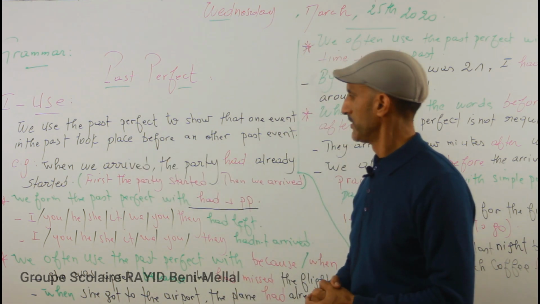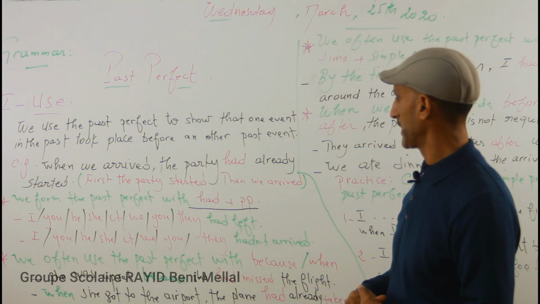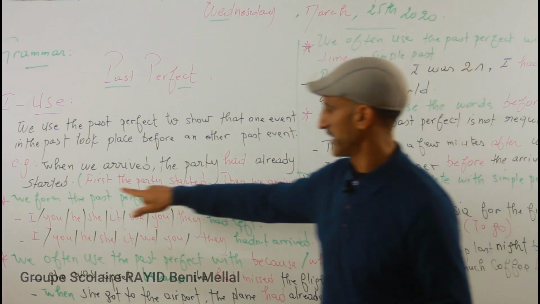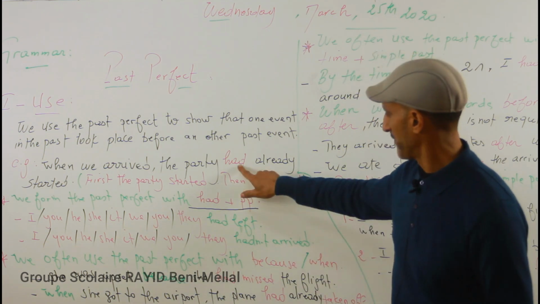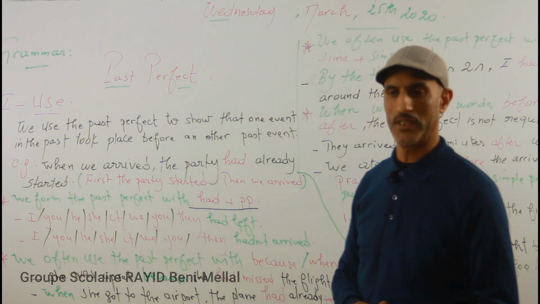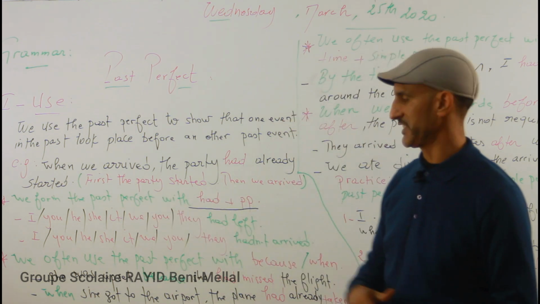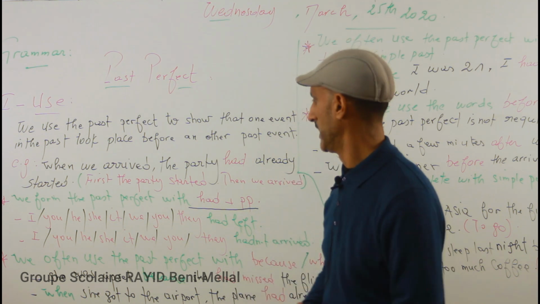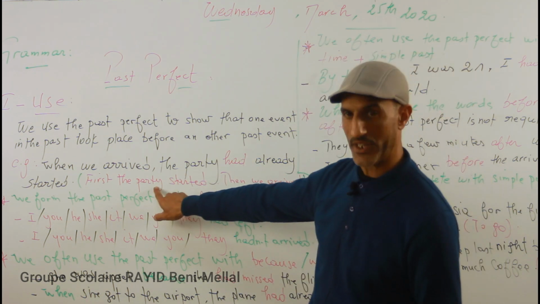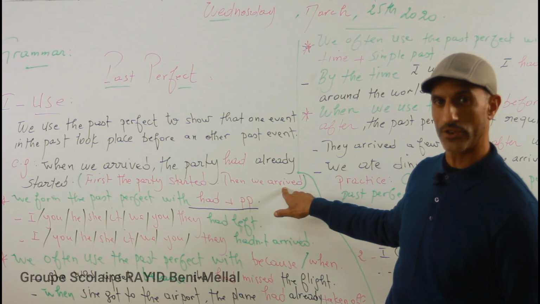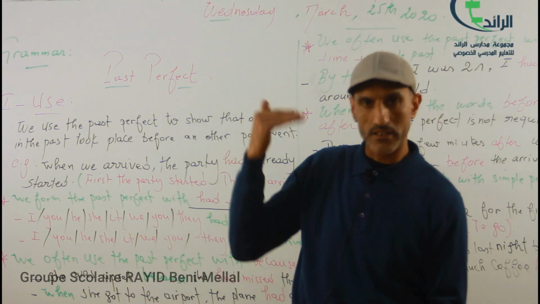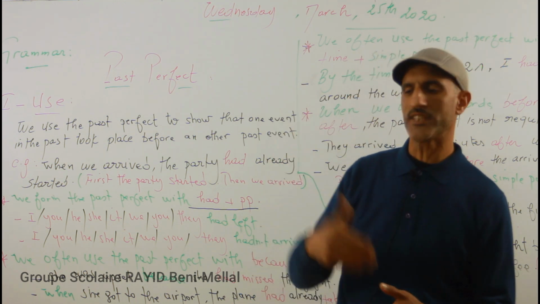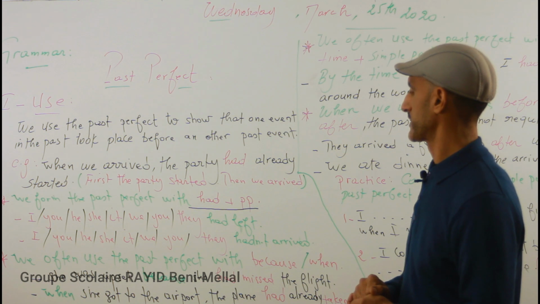Here we have an example. When we arrived, the party had already started. So we arrived is simple past, and had already started is past perfect: had plus past participle. It means first the party started, then we arrived. As you can see, here we have two actions in the past. This is event one, and this is event two. The earlier one is in the past perfect, and the second one is in the simple past.